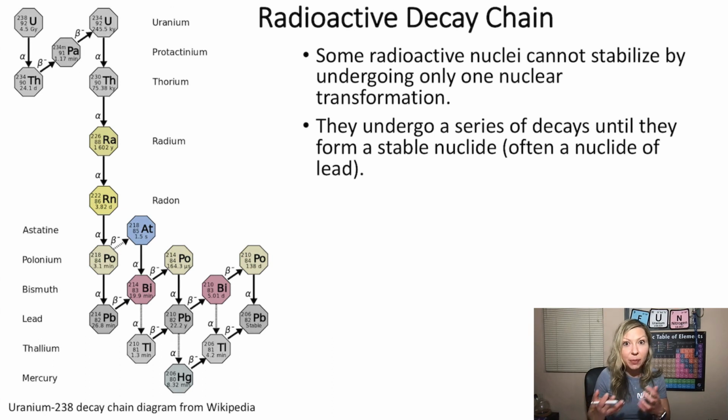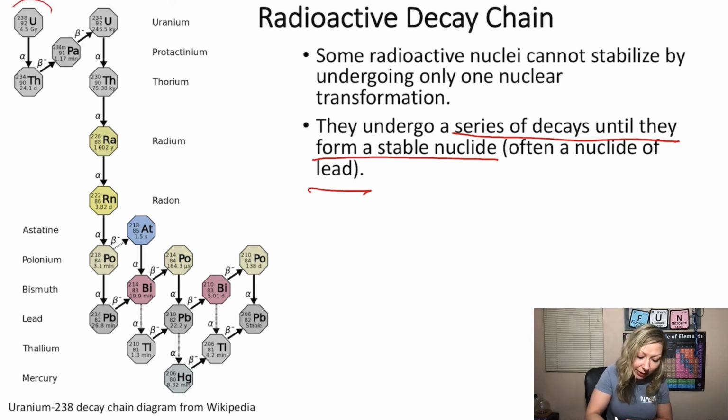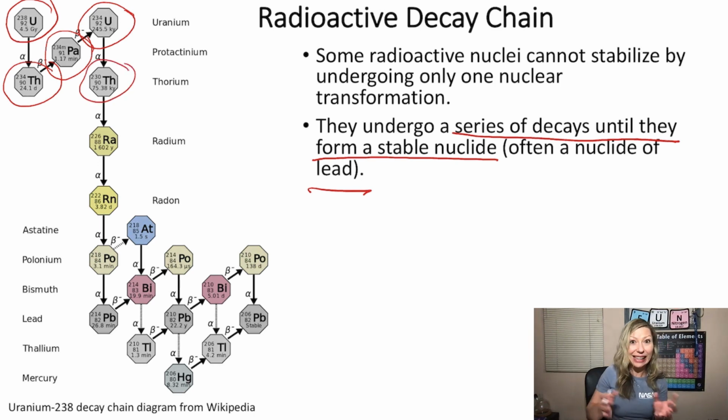Now, there are some radioactive nuclei that cannot stabilize by undergoing one nuclear transformation, meaning that they undergo one decay process, but the nucleus that is formed is still unstable. So we end up having a series of decays until they form a stable nuclide. Quite often this is a nuclide of lead, as shown in the case of uranium-238. Using an alpha decay, we end up with thorium-234. Then with a beta decay, we end up with protactinium-234. Then it decays to uranium-234, and then back to thorium, but in this case thorium-230, and so on until it gets to a stable nuclide of lead-206.